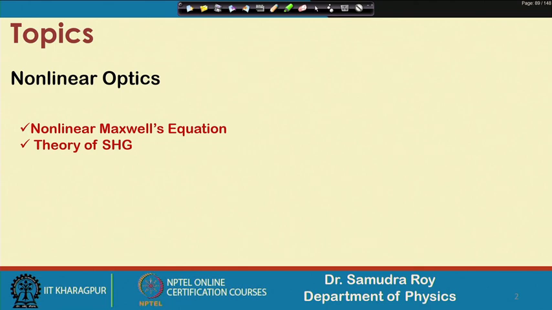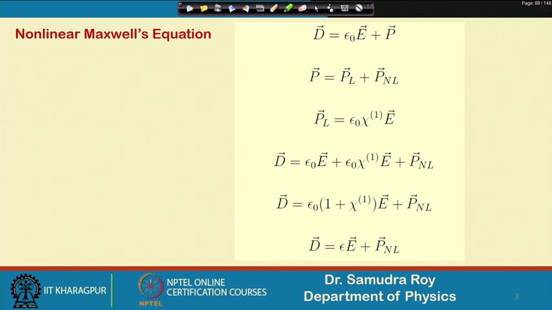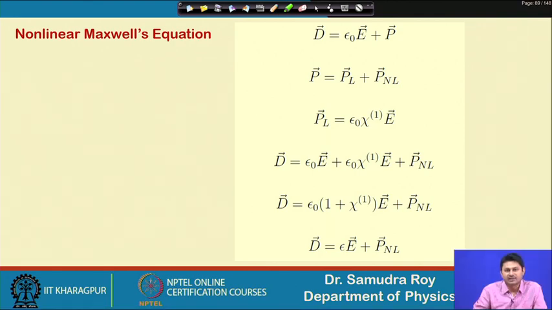So, let us try to find out how to derive this nonlinear Maxwell's equation. The derivation is quite straightforward, and it is the way we generate Maxwell's wave equations. Exactly in a similar way we will generate the nonlinear Maxwell's wave equation. So, let us start with our fundamental expression, that is D, the displacement vector, which is epsilon 0 E plus P.